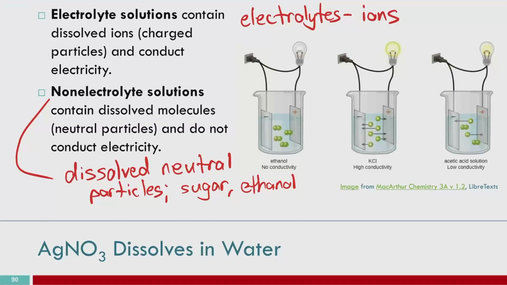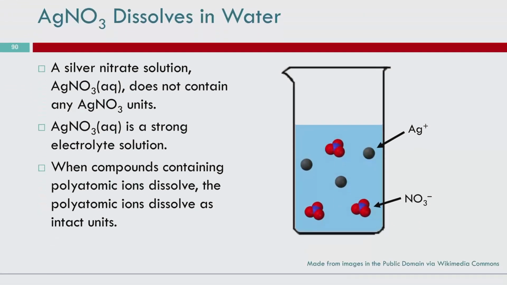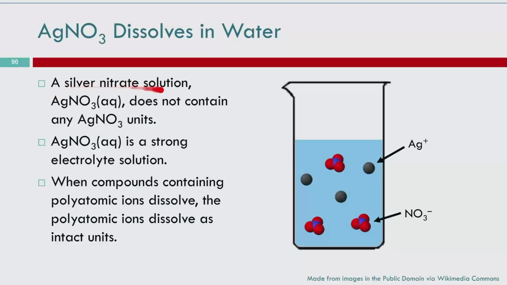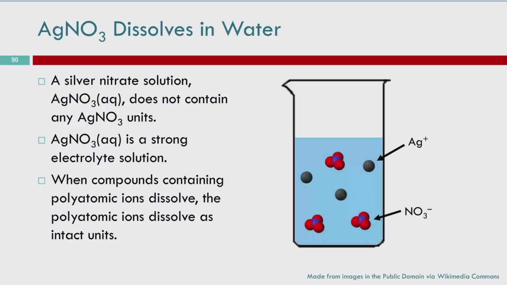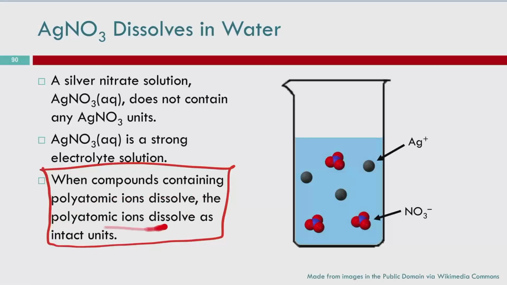Here is an example of some electrolyte solutions. A silver nitrate solution, AgNO3, if you put it into water, doesn't contain any AgNO3 units because it's a strong electrolyte solution. So it completely separates into its ion parts. When compounds containing polyatomic ions dissolve, unless it's a gas evolution reaction, the polyatomic ions dissolve as intact units and they stay as intact units. So something like NO3 minus would stay as NO3 minus units. We just separate it into its positive and its negative.